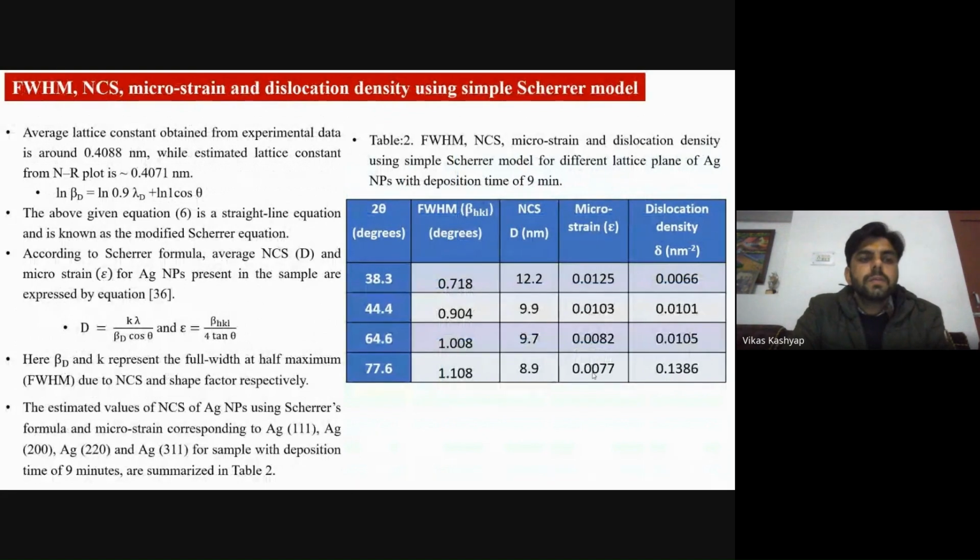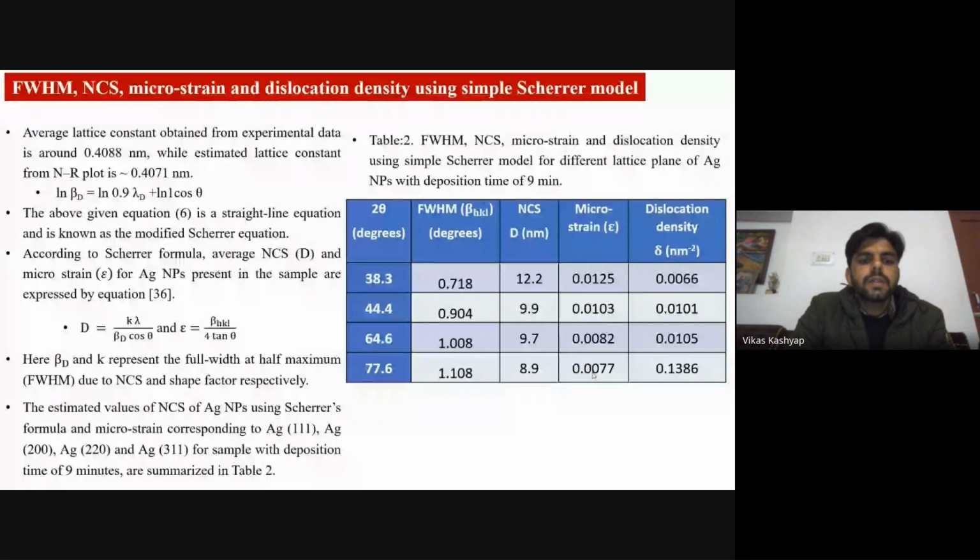The FWHM, that is the full width at half maximum, NCS, microstrain, and dislocation are all the microstructural parameters using the simple Scherrer model. The average lattice constant obtained from the experimental data is around 0.408 nanometer. The above equation is a straight line, which is given by the modified Scherrer equation. According to the Scherrer formula, the average NCS and microstrain for Ag nanoparticles present in the sample are expressed in this equation, that is k lambda over beta cos theta. This is the famous formula as well. I hope everybody knows this.